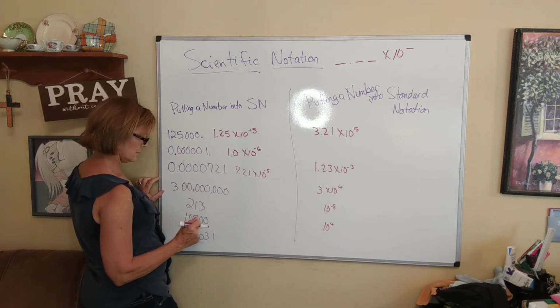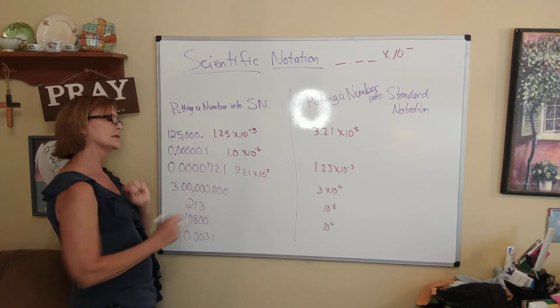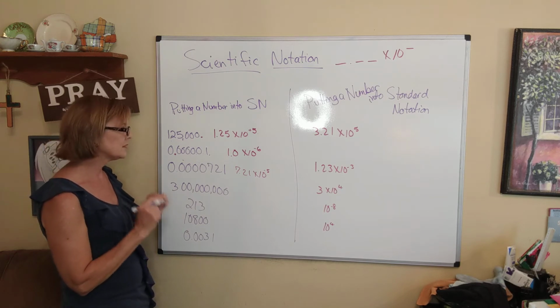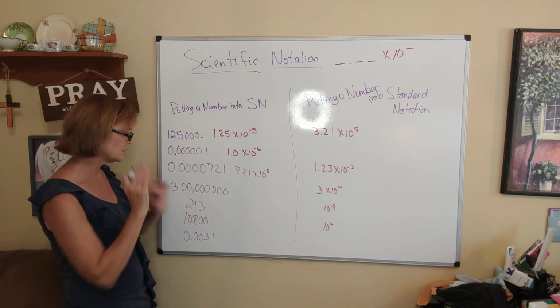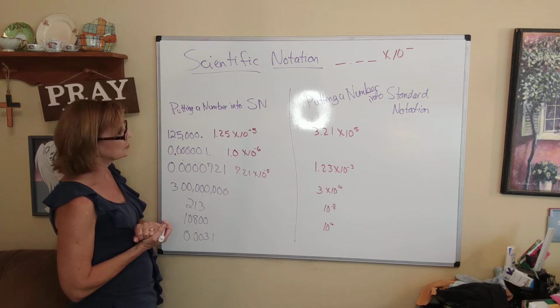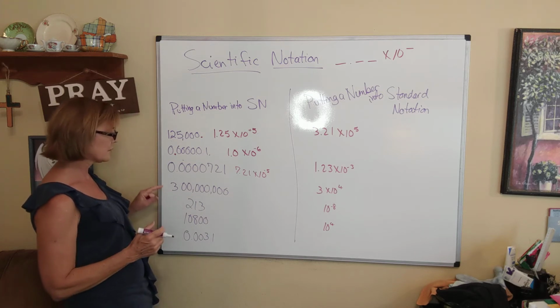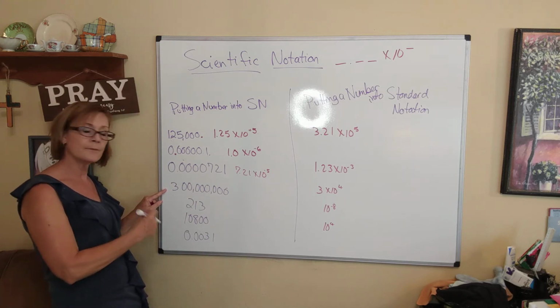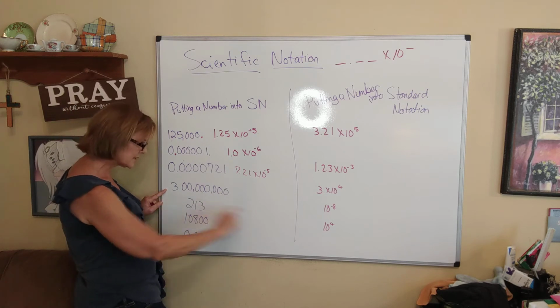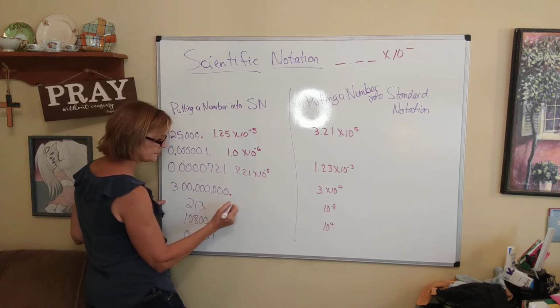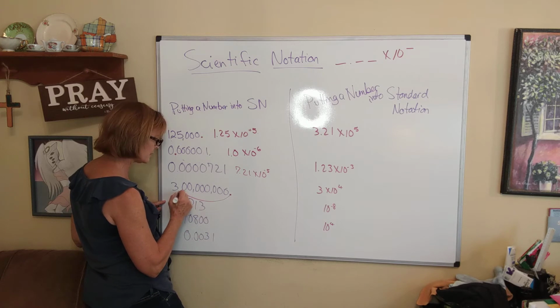300 million. This is the number I have. Put this in scientific notation. Move the decimal from wherever it is to the right of the first number you come to that is not a zero. The first number I come to that's not a zero is this 3. Where's the decimal? Well, this is a whole number, so it's at the end. I have to move it from here to here.